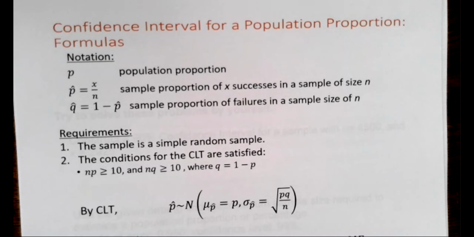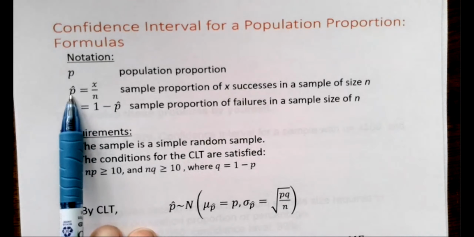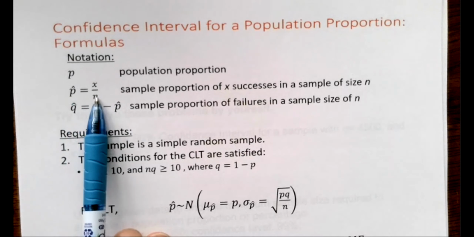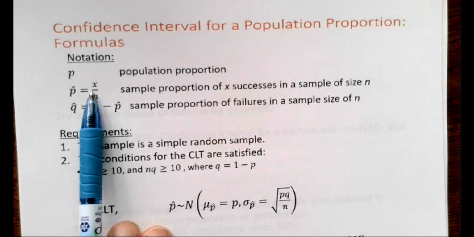Next, we are going to take a look at confidence intervals for population proportions. So when estimating population proportions, usually you are either going to be given the sample proportion, or you're going to be given the total sample size and the number of successes in that sample.